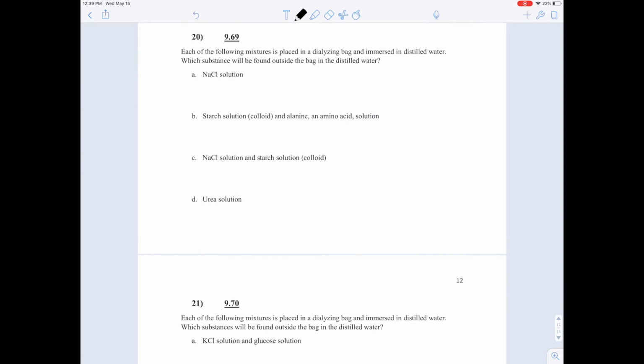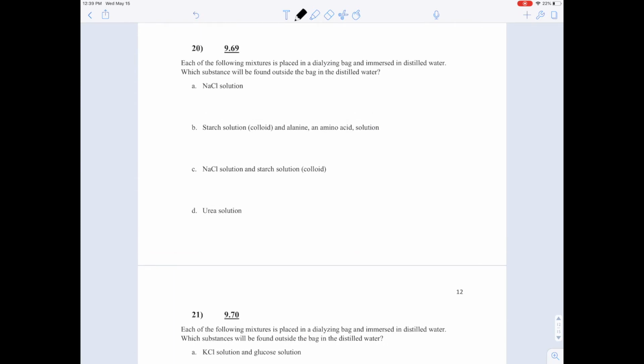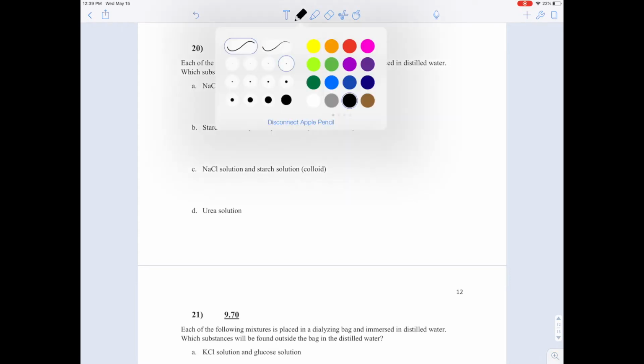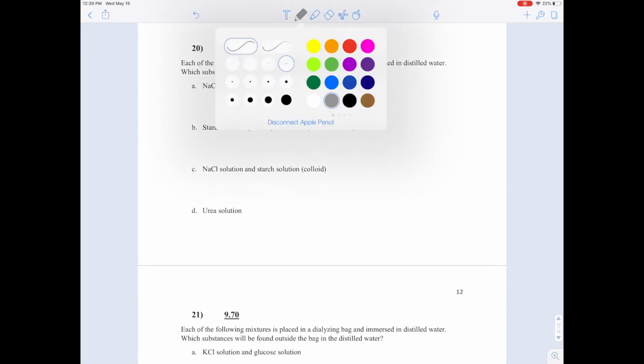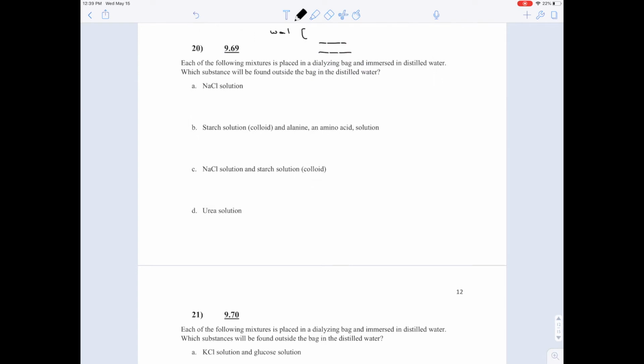So question 20 says, each of the following mixtures is placed in a dialyzing bag. That's that tube that we just drew with the tiny little holes in it. So that's the dialyzing bag. And immersed in distilled water. And we saw how before you could take this and have water on the outside. Which substances will be found outside the bag? And the answer is anything that's small enough to fit through the holes. Anything that is not a colloid. Now in these questions, they tell you what things are colloids and what aren't. So if something is not listed as a colloid, it will be outside the bag.